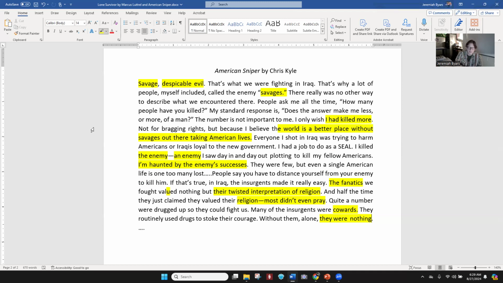But maybe deep down he felt guilty. Maybe he felt that maybe killing people was wrong. So instead, if he convinces himself in his head that they're evil, they're savages, they're awful, then that takes away his natural feelings of guilt.